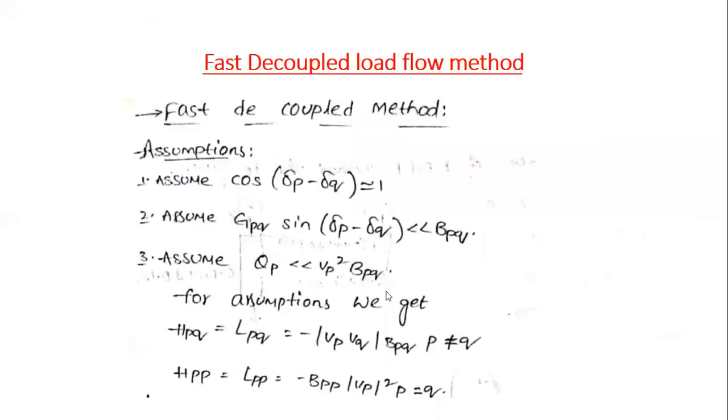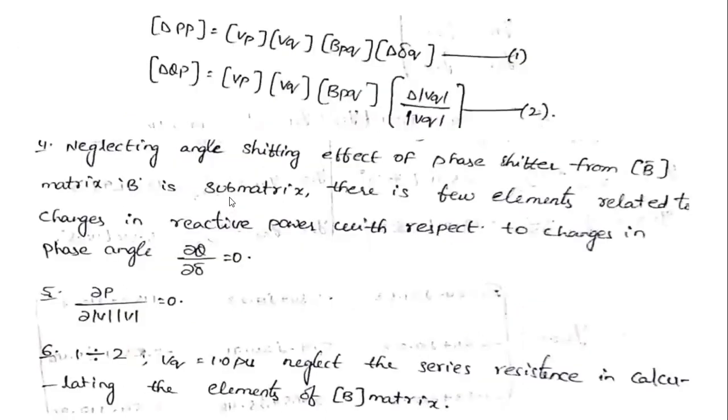These are the various assumptions that will be taken to find the load flow solutions by using the fast decoupled method. They will be applicable when we are solving the load flow equations in problems. That is why I am mentioning these assumptions. They will be useful for solving the load flow equations, and will be observed when we are solving the problems.